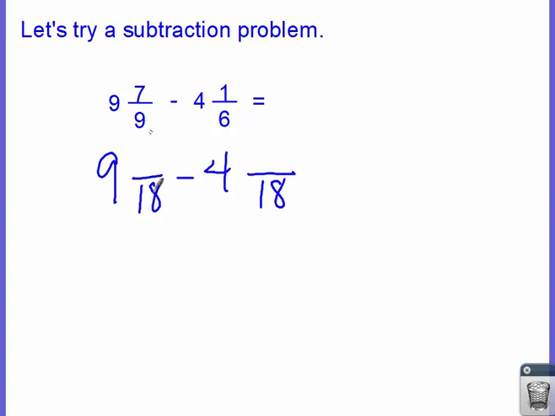Now, how did I go from 9 to 18? I multiplied by 2. So the 7 I multiply by 2. How did I turn the 6 into an 18? I multiplied by 3. So I multiply the 1 by 3. And I end up with 3.